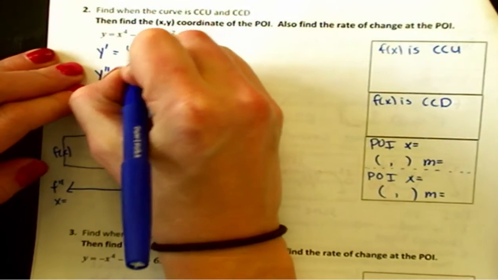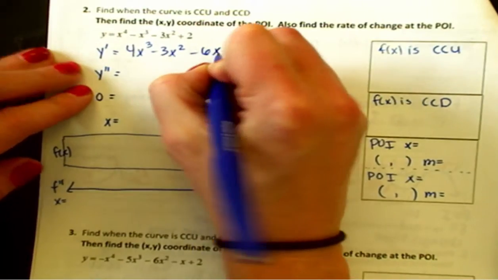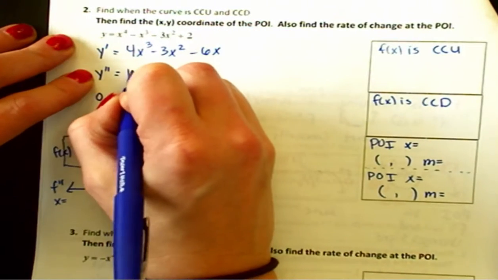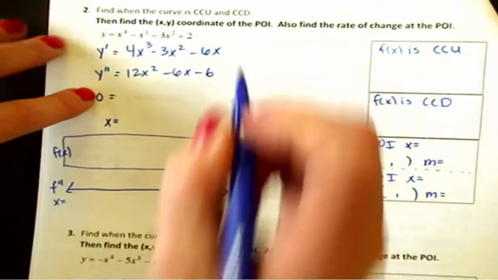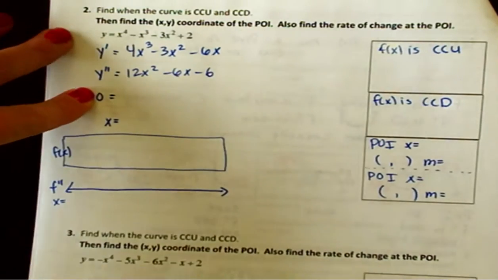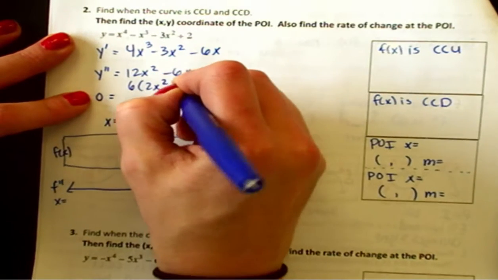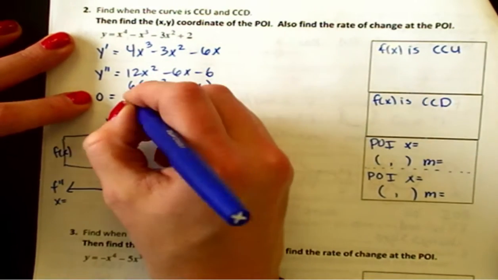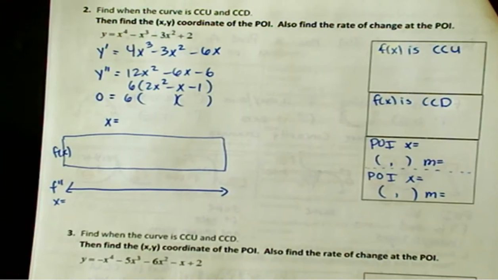Okay, so we get 4x cubed minus 3x squared minus 6x. Then 12x squared minus 6x minus 6. Now I notice the common 6, I'm going to factor out. 2x squared minus x minus 1. And then I'm going to try to factor. It's quadratic. You want to do the quadratic formula? Don't care. Just solve it.